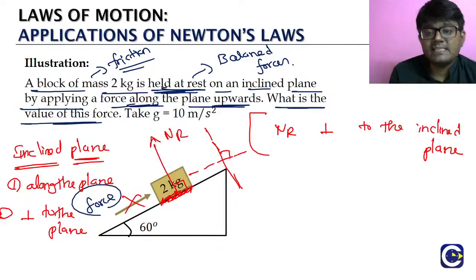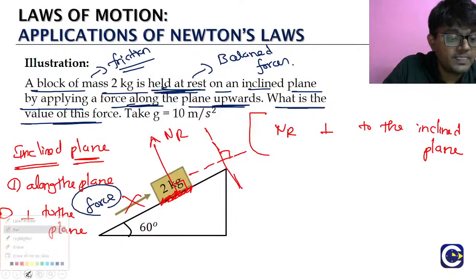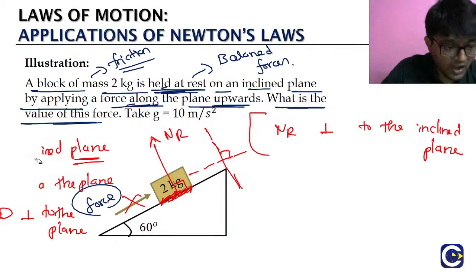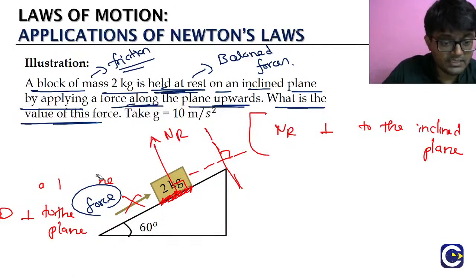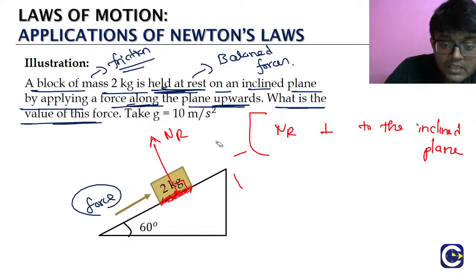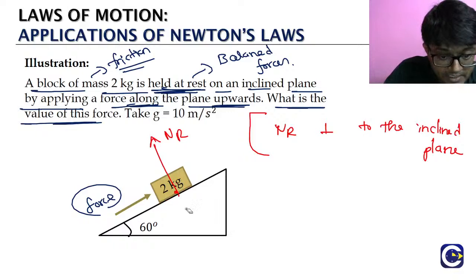Normally, when we use the balancing condition, we choose two directions, right? Normally what do we choose in all the previous problems? We are choosing horizontal and vertical, but in this particular case of the inclined plane, what are we going to choose as the directions? Along the plane and perpendicular to the plane, okay?